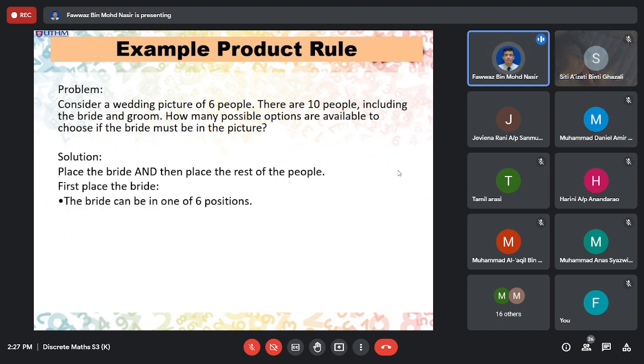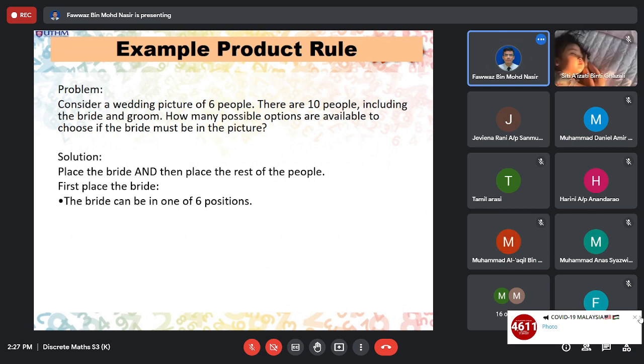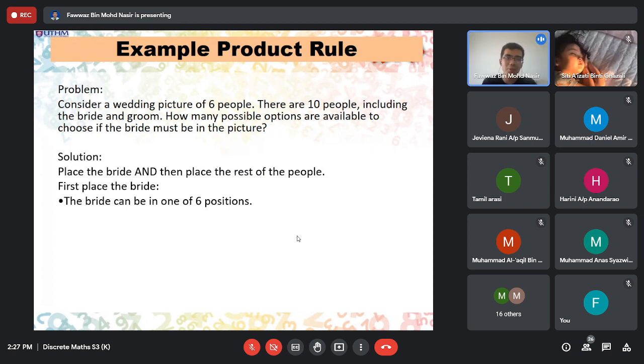Okay, jadi mula-mula kita identify dulu bride. Sebab bride wajib ada dalam picture, kita boleh seat dia di salah satu daripada 6 seat tu kan. Ada 6 seat dalam picture tu, so kita boleh either place dia dekat the first seat, the second seat, the third seat, the fourth seat, the fifth seat, or the sixth seat. So there are 6 possible ways untuk position the bride in the picture. Okay, so kita dah settle bride, sebab bride kita dapat 6 possible ways.